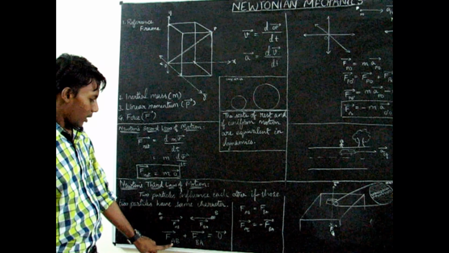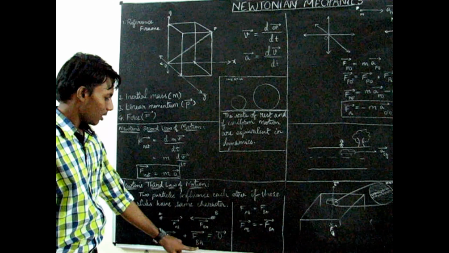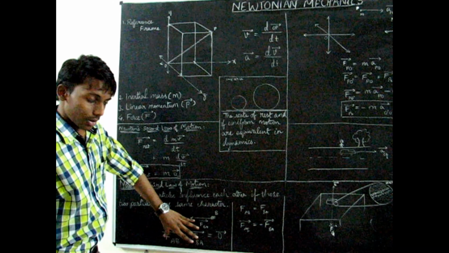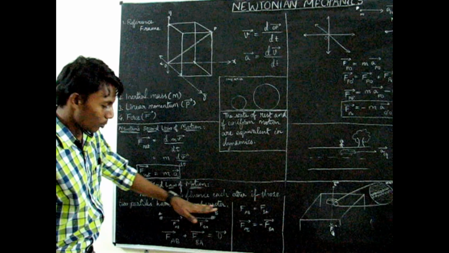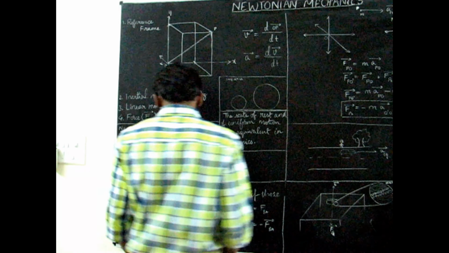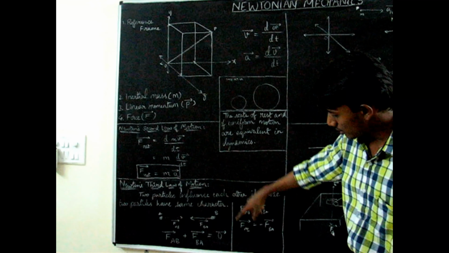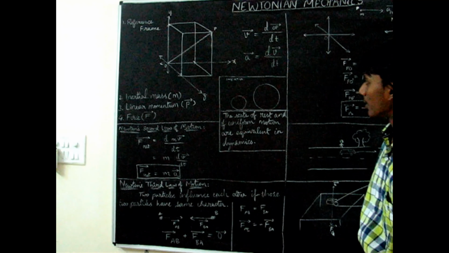The force acting on A applied by B plus the force acting on B applied by A is the net internal force on the system of two particles A and B. The sum of these two forces will be zero, and these two forces are equal in magnitude and opposite in direction. This is the statement of Newton's third law of motion.